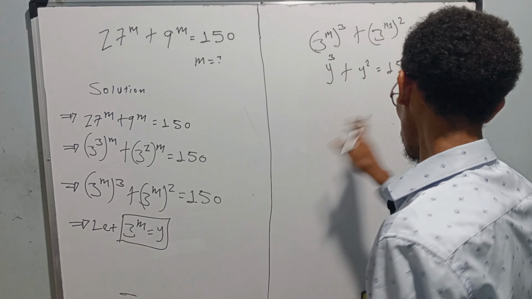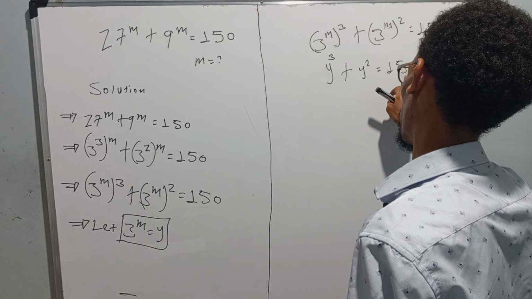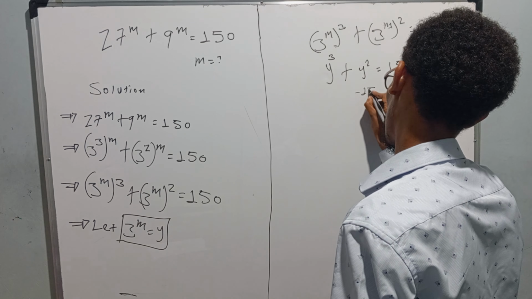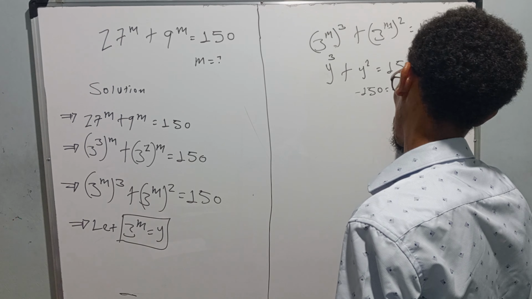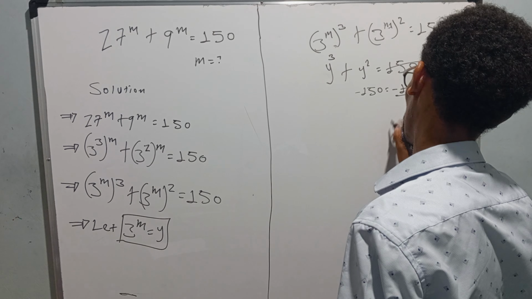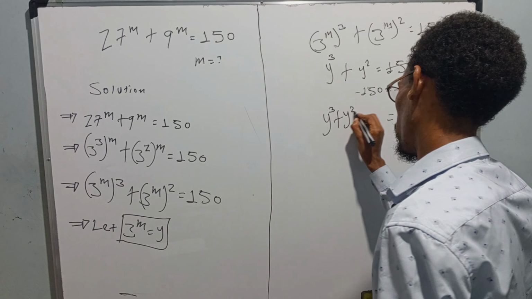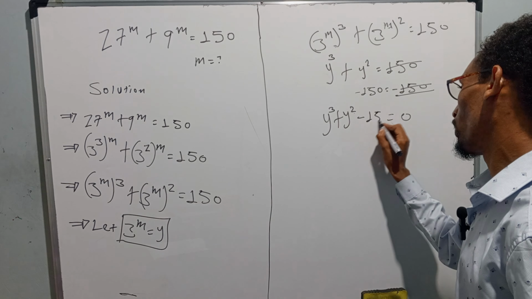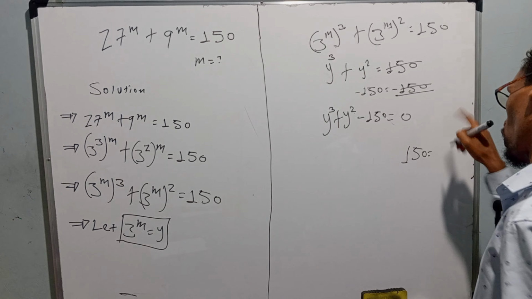Then again, we subtract 150 on both sides of the equation. So we subtract 150 here and 150 there. On the right we have 0, that means it is cancelled out. Then y cubed plus y squared minus 150 is equal to 0. We express 150 as one perfect cube and one perfect square.